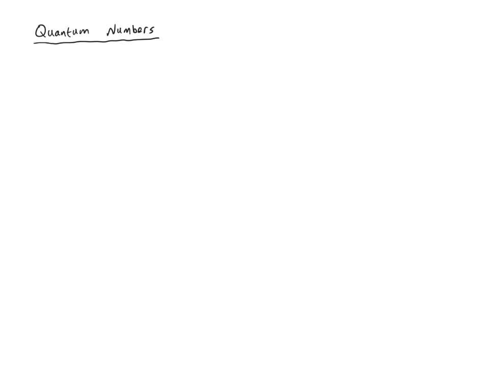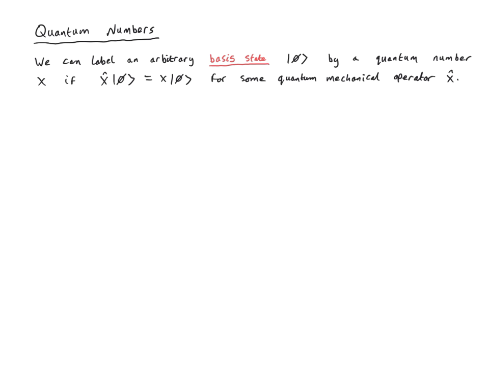In this case, the quantum numbers were s and sz. Of course, this is not the most general scenario, but it does behoove us to think more generally about quantum numbers and how they can be used to help us. We can label an arbitrary basis state phi by a quantum number x if x hat acting on phi gives us the state back again, phi multiplied by the quantum number x, and this holds for some generalized quantum mechanical operator x hat. We see that the state phi is therefore an eigenstate of the operator x hat with eigenvalue x.